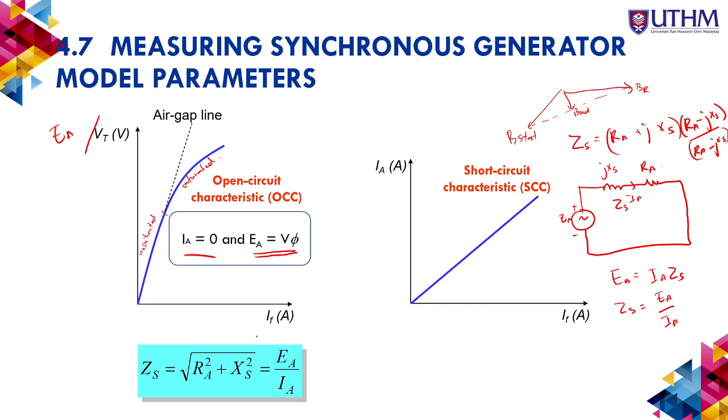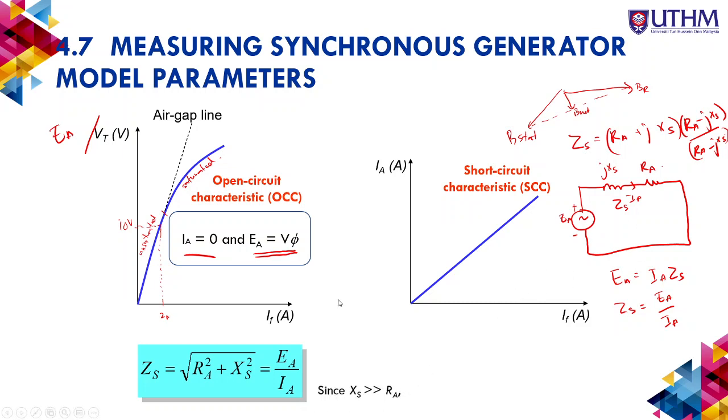For example, they give you IF, for example here is 2 ampere. Okay, so what is the VT? By 2 ampere here, you need to look at the graph, and then do some like this, and then you will get the VT. For example, this is 10 volt. So that is the importance of the graph. Normally the graph is given like a data sheet.